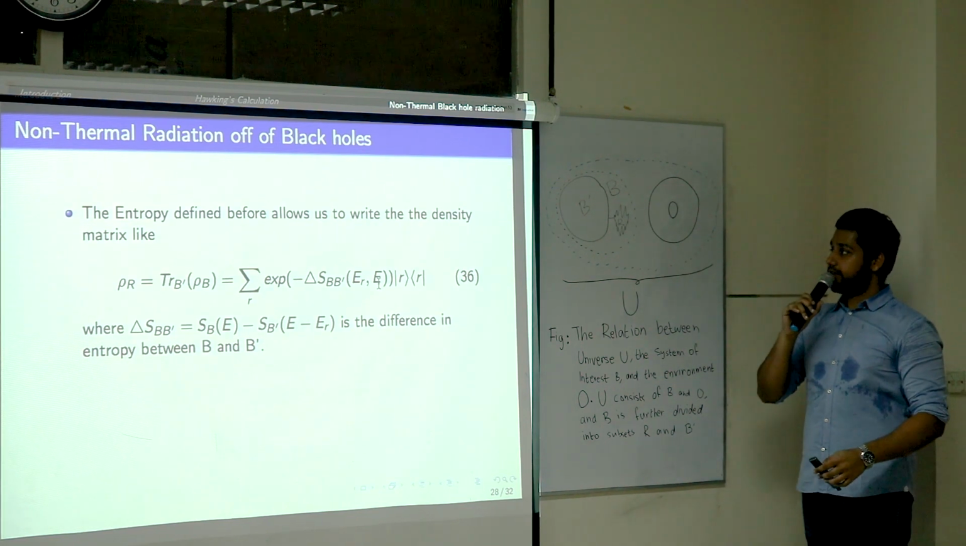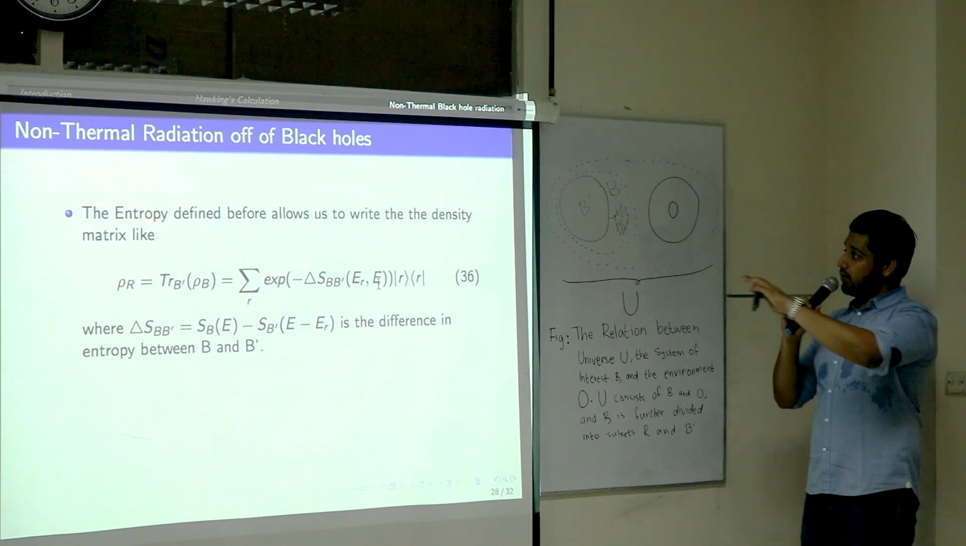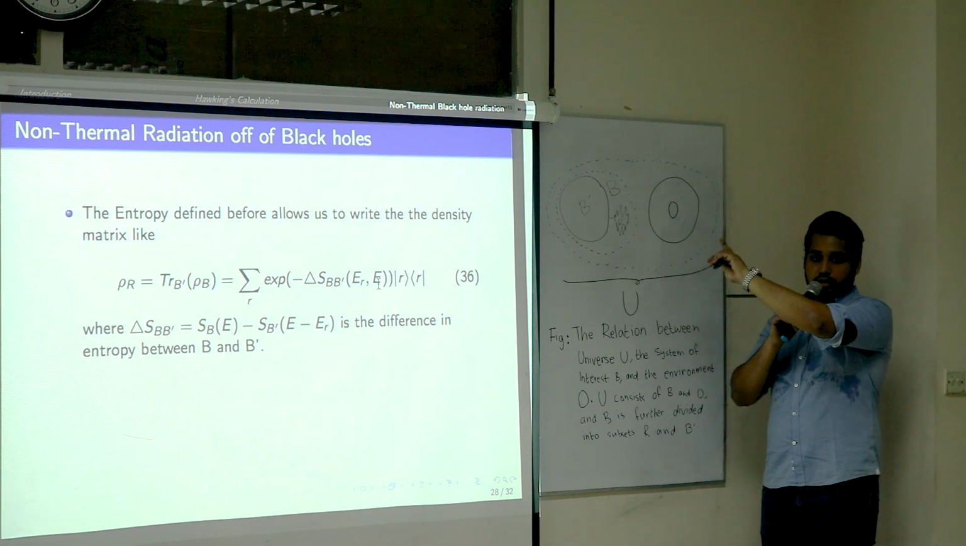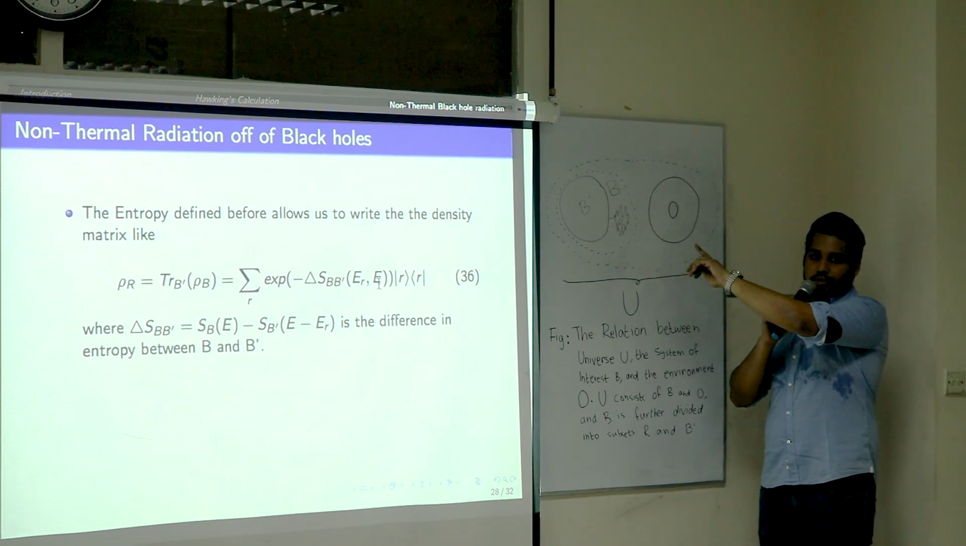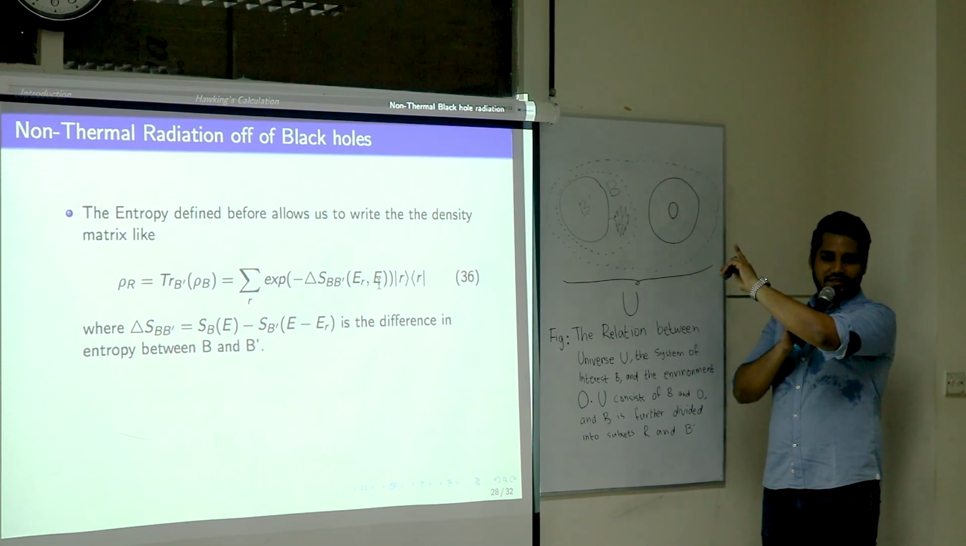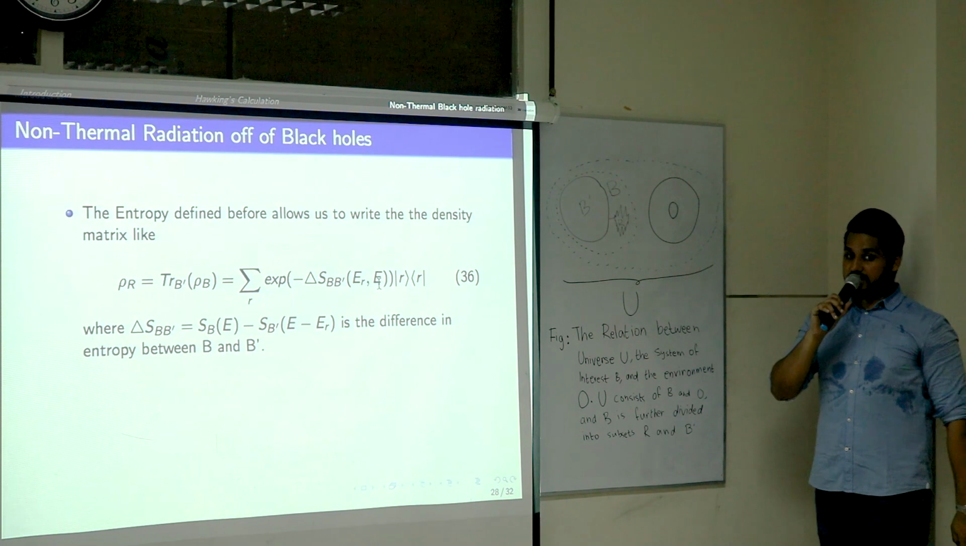Actually, it's not just Hawking radiated. It's R. We haven't really stated anything. We haven't stated whether R is a thermal particle or a non-thermal particle, so to speak. We haven't stated what R is yet.